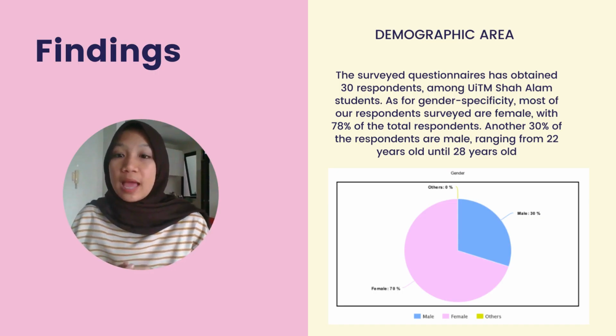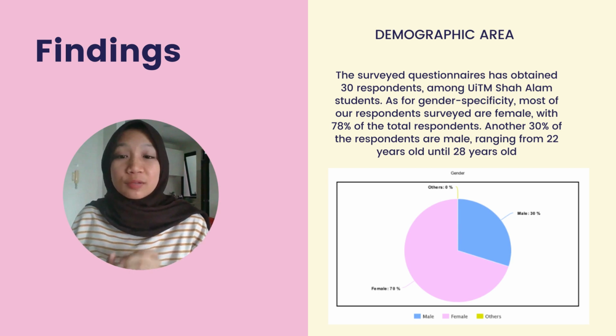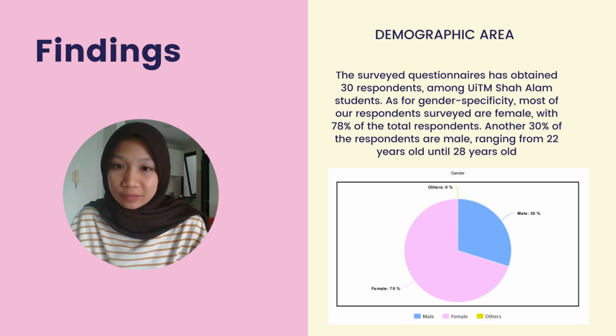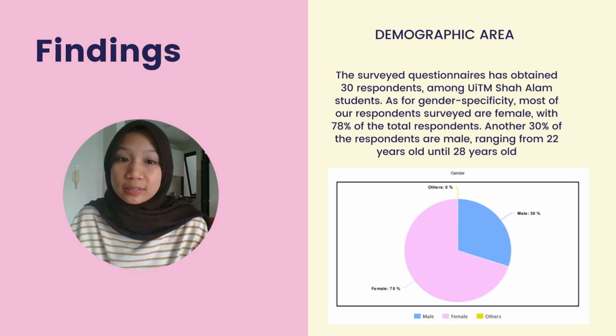Moving on to findings. In findings, we have classified our survey questionnaire into four sections: Section A, Section B, Section C, and Section D. In Section A, participants were asked to provide demographic information such as their age, gender, education level, and cultural background. This information is to ensure that the sample is representative of the population being studied. The survey questionnaire obtained 30 respondents among UiTM Shah students.